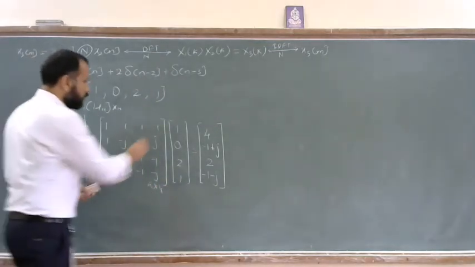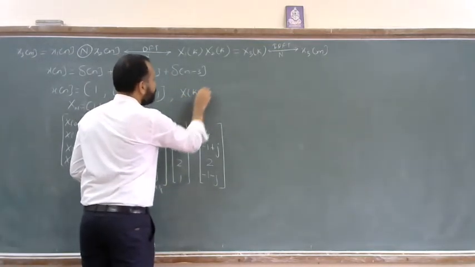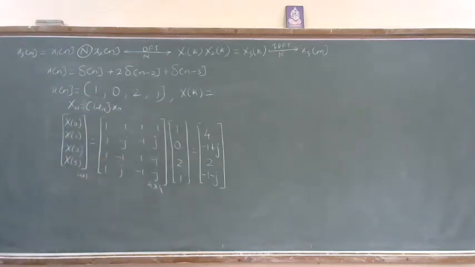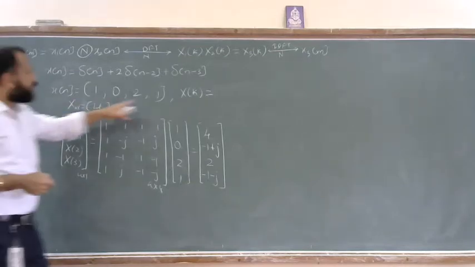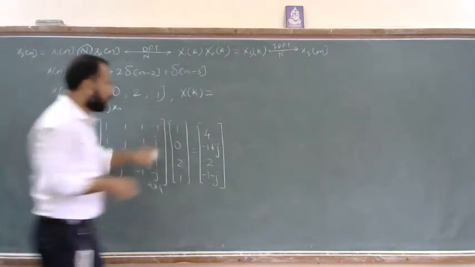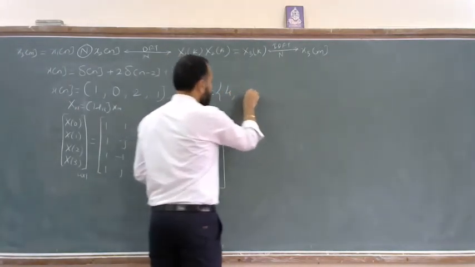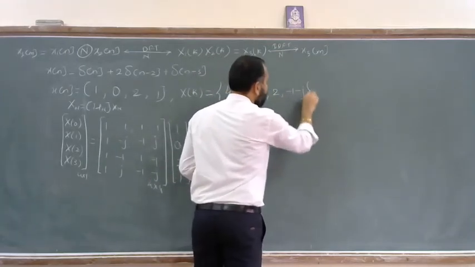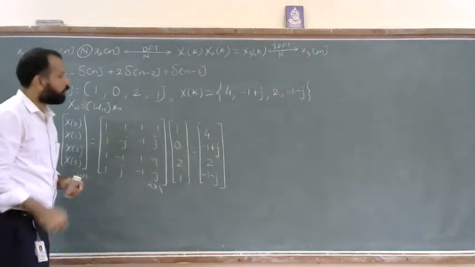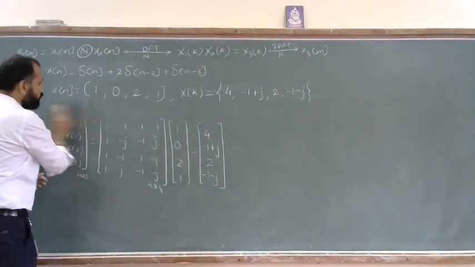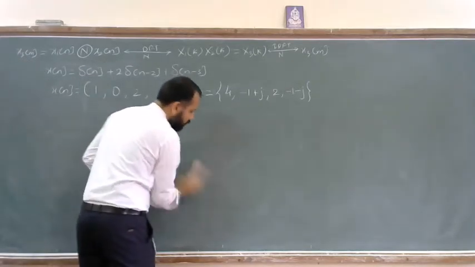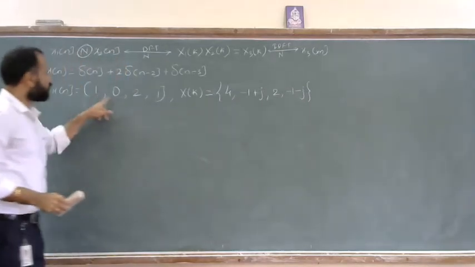Minus 1 minus j. So the 4-point DFT of this 4-point sequence 1, 0, 2, 1 is 4, minus 1 plus j, 2, minus 1 minus j. Okay, this is the 4-point DFT. The first part of this question is over now.